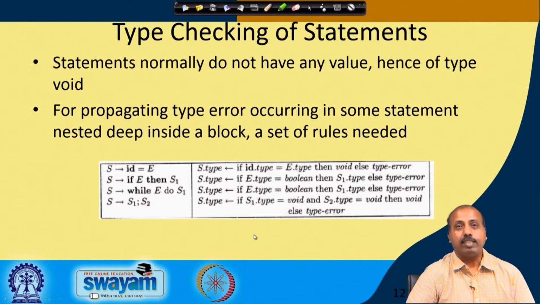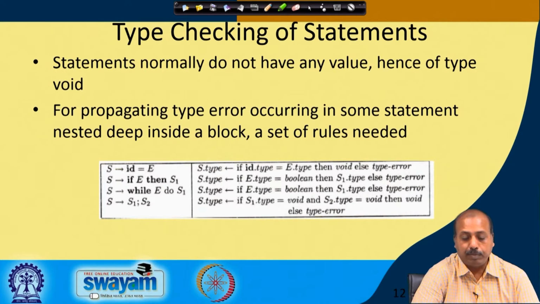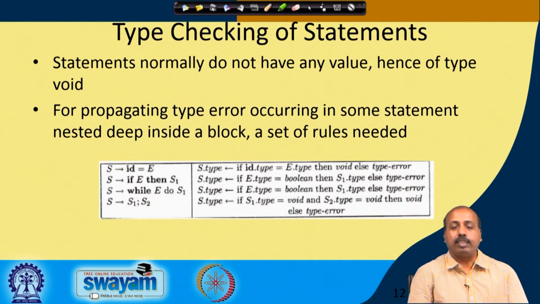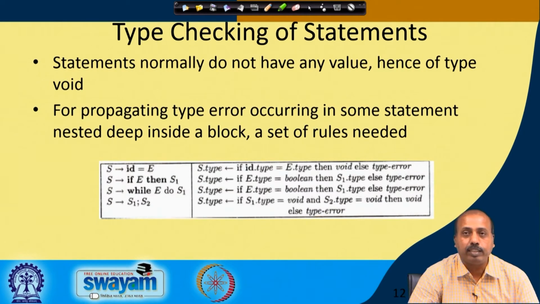Then for the statements, I said previously that statements also can have some type. Statements normally do not have any value, hence their type is void. However, if there is a type error in some statement nested deep inside a block, a set of rules is needed, because then there is no point trying to generate code for the remaining part of the program. So, that entire block can be marked as having a type error.